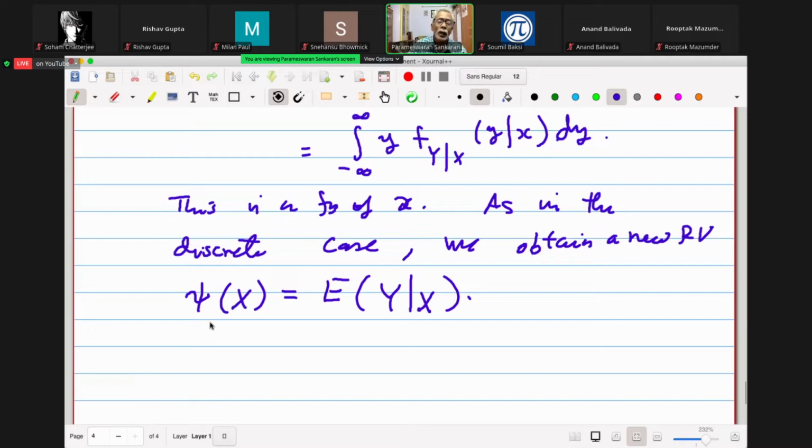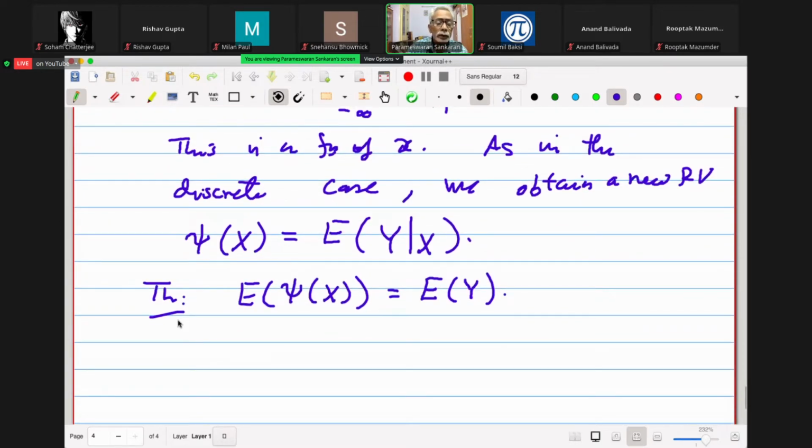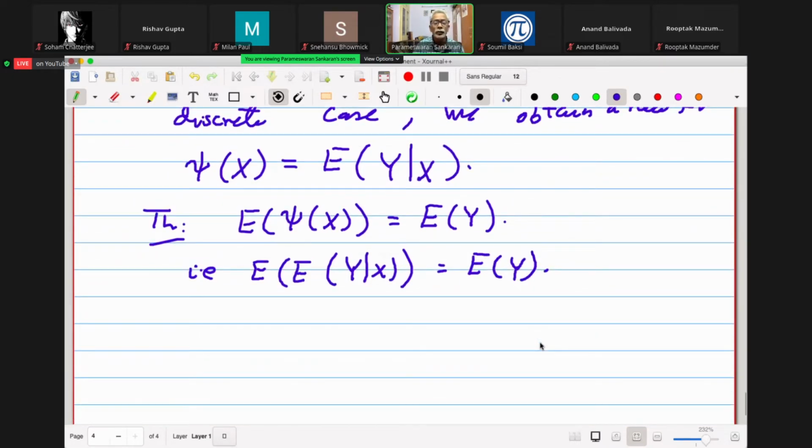Then the theorem, the standard thing: the expectation of psi of X is the same thing as the expectation of Y. In other words, that is the expectation of the expectation of Y given X, exactly as in the case of discrete random variables, with obvious changes in the proof. That's it.